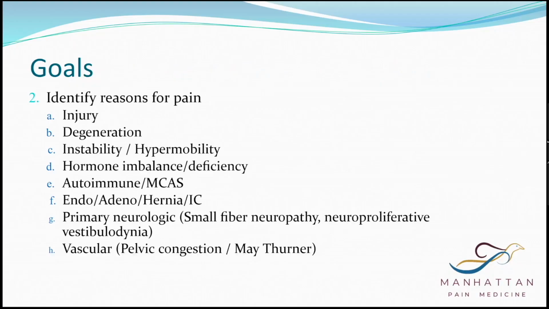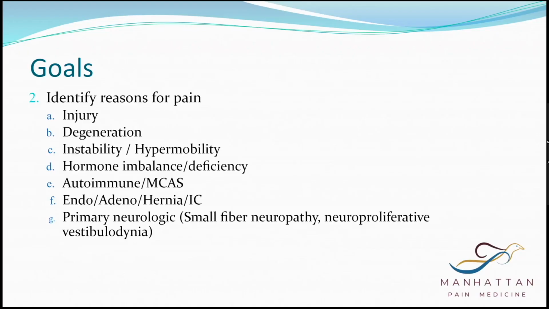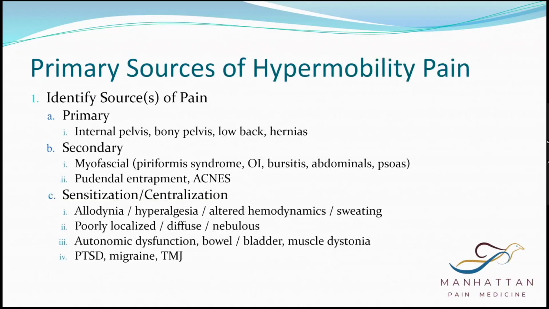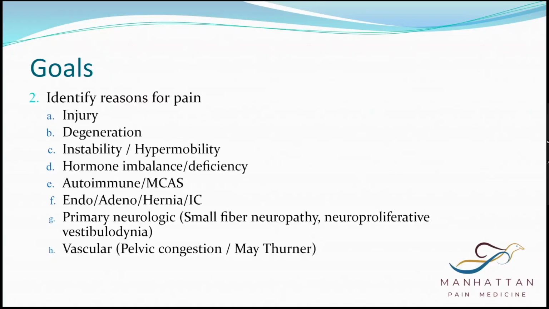Could there be some autoimmune condition, which we know is more frequent, or mast cell, which we know is more frequent in those with hypermobility, or endometriosis, adenomyosis, which, again, also more common, we think, in those with hypermobility, hernia, interstitial cystitis, things like that. Is there any primary neurologic issue, like small fiber neuropathy, neuroproliferative vestibulodynia? And then, of course, the vascular stuff that I mentioned before. So when I'm seeing a patient, I'm not just thinking about the hypermobility and everything on this prior screen that we went through before related to the hypermobility pain, but we're also thinking about how that plays into the bigger picture of anything and everything else that may also be going on with this same patient.